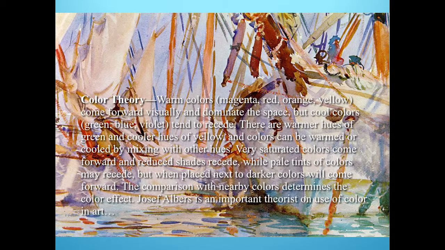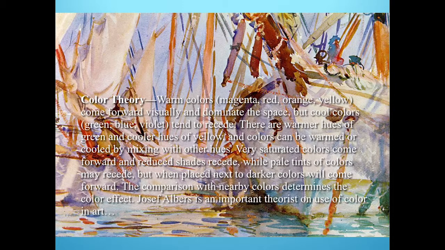Color theory, you've got warm colors, magenta, red, orange, yellow, that will come forward visually. You can see that here. The red and the yellow and the orange are coming forward. And then you have the cool colors like green, blue, and violet tend to recede. So that blue is very calm and it's very, very receding behind, and that's the sky.